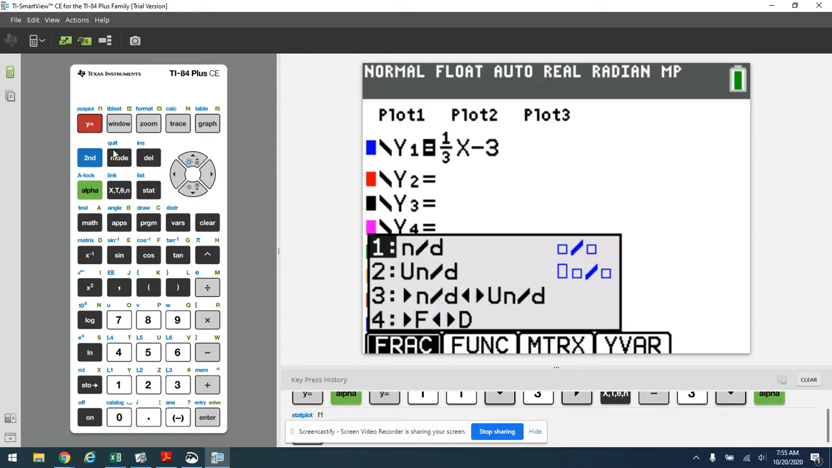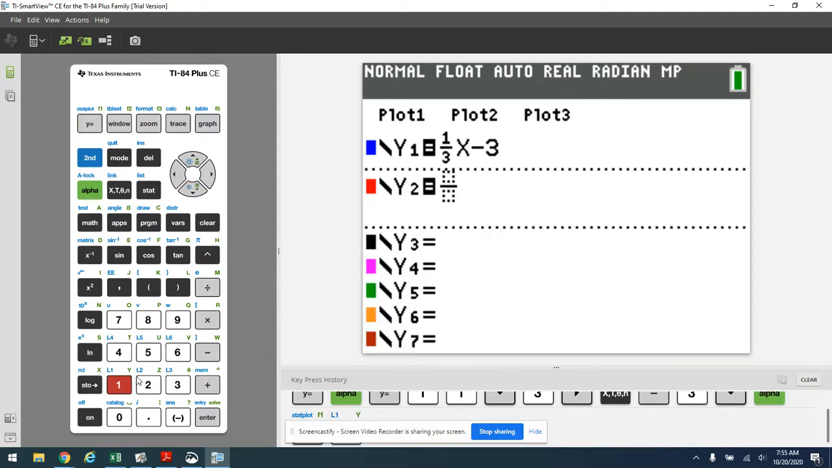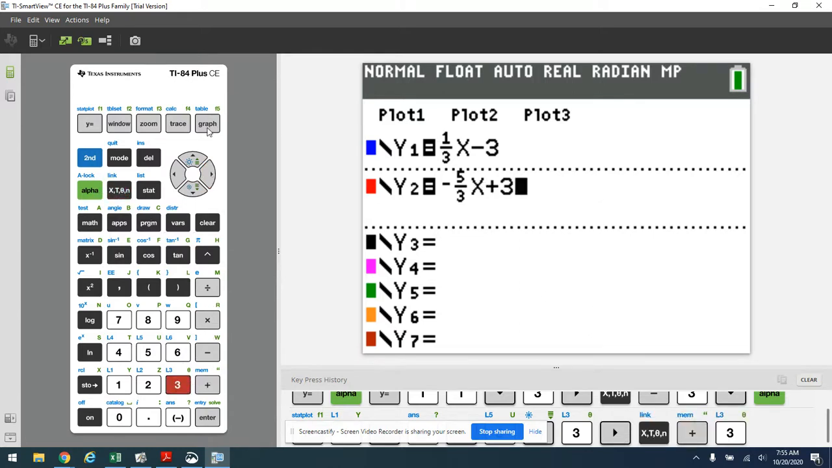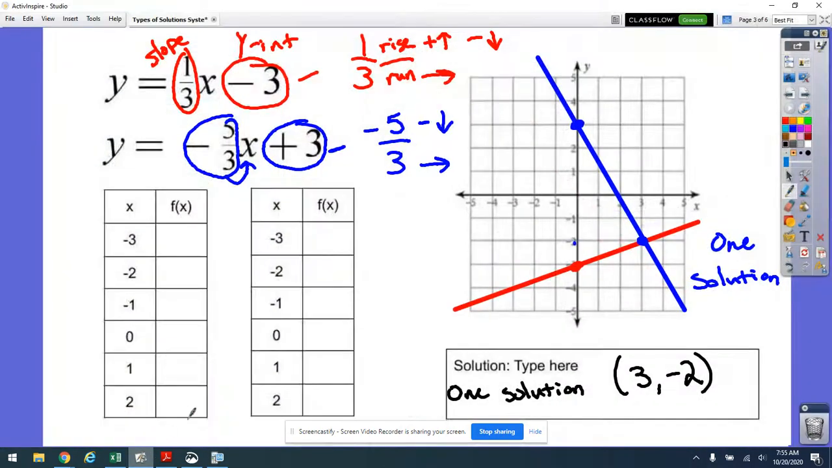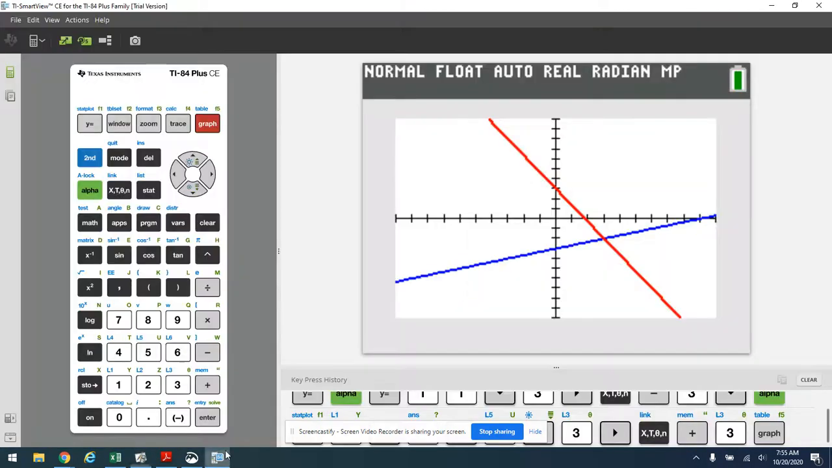So I'm going to go down to my second one, and I'm going to do my alpha y equals. Make sure you guys are following along with your buttons on here. And then now it had a negative up front, so I'm going to put a negative 5 over 3 x, and then this one was a plus 3 here. And then we go ahead and graph. So perfect. So it looks like my graph. So if I want to compare it, yep, about the same here.